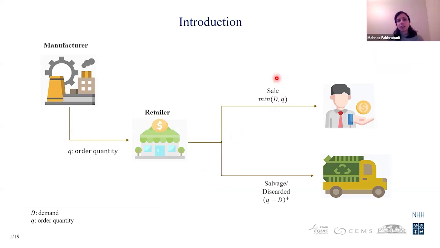The base of my story is a Stackelberg game between a manufacturer and a retailer, where the manufacturer is the leader of the market and makes the decision for the wholesale price. At the next step, the retailer makes the decision for the retail price and order quantity. The manufacturer dispatches the order quantity to the retailer, and the retailer can sell the minimum of the demand and order quantity to the market, or the leftover can be salvaged or discarded as (Q minus D)+. Please, you can stop me whenever you want and ask questions.